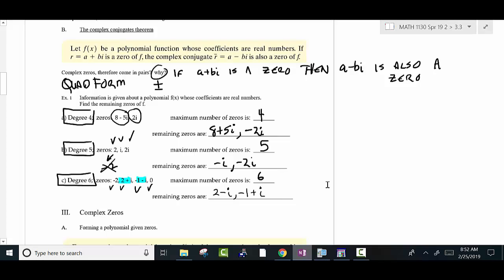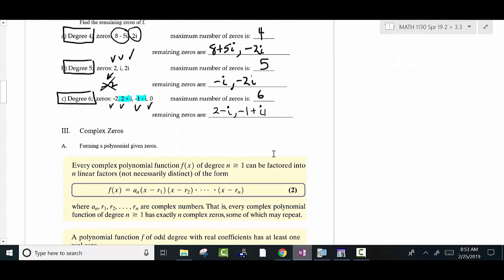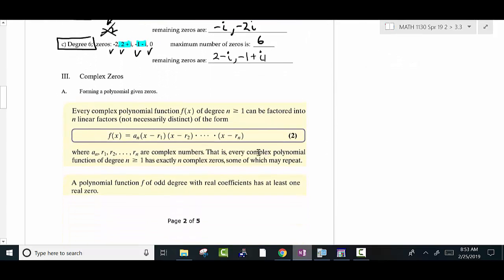All right, so I'm going to do one more thing and then we'll take a break. I want to go ahead and do, if I give you zeros, forming the polynomial and kind of getting that out of the way. Does everybody understand what I just did? Okay, all right. Because you got to use this a little bit on this next idea here. So what we're going to do is look at forming a polynomial if you're given zeros.